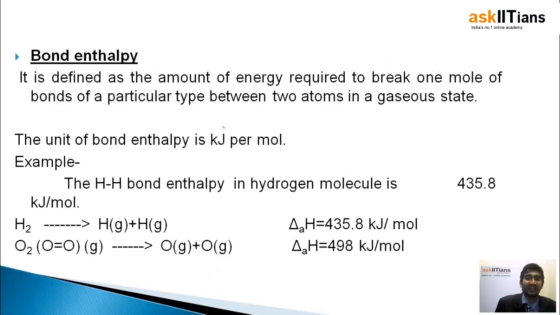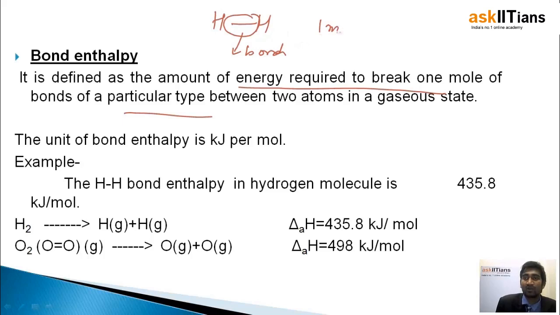Next parameter is bond enthalpy. It is defined as the energy required to break 1 mole of bonds. For example, if H2 is there, then how much energy do I need to break this bond if I take 1 mole of it? I will take that many grams of that molecule. And the energy required to break that bond is called the bond enthalpy. Of course, the unit will be kilojoule per mole.